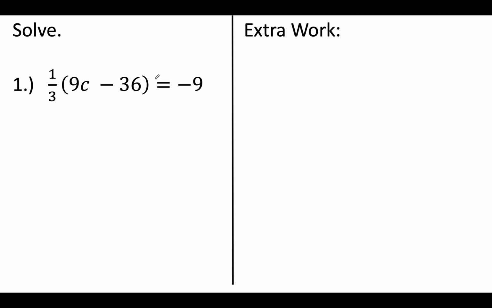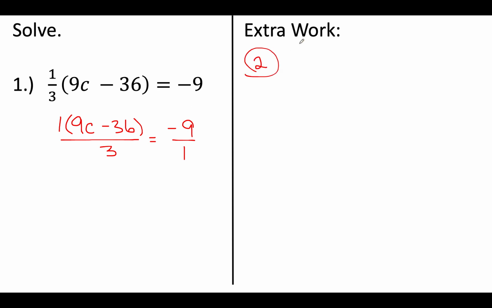Okay, as long as there's nothing else hanging out here next to our parentheses, I can rewrite this statement so it looks like a proportion. So I can write this as 1 times 9c minus 36 over 3 is equal to negative 9 times 1. Now this is very similar to the other grouping symbols, use of grouping symbols lesson, where then this is option 2. You can think of it like a proportion.